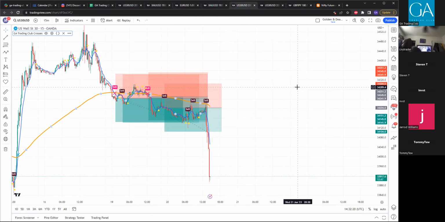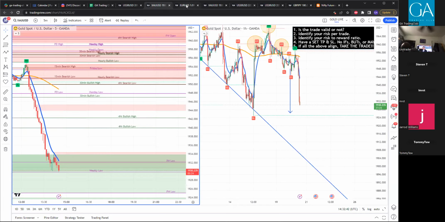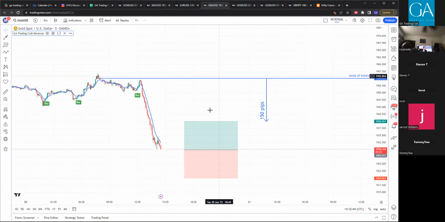Now, if you have other strategies that work around that time, use them. But for my own strategies, don't look to trade between 2 p.m. Eastern Standard Time and 9 or 10 p.m. Eastern Standard Time. At the very least, sometimes you'll get an entry at 3 p.m. Eastern Standard Time, or 4 p.m., or 2:30. For example, today we do get this reversal on gold at 2 p.m. or 3 p.m.